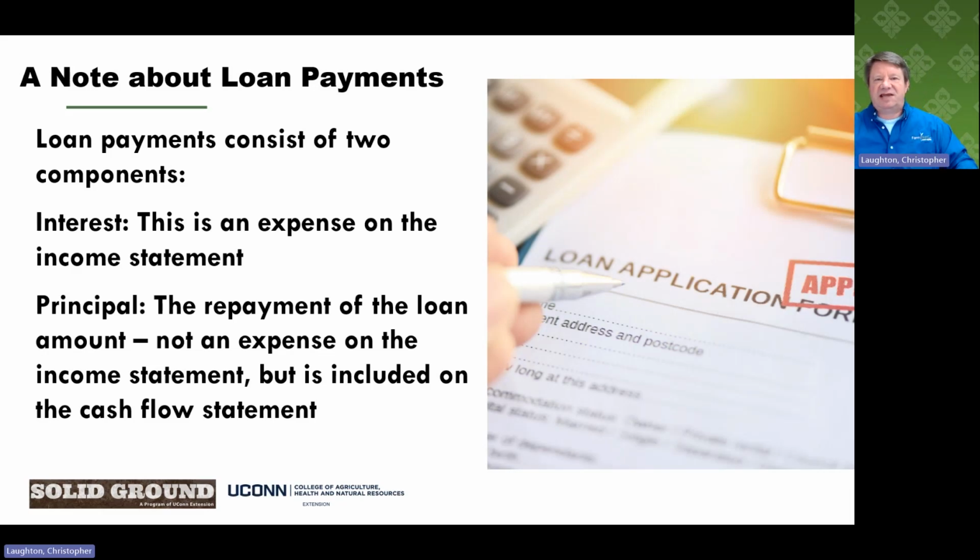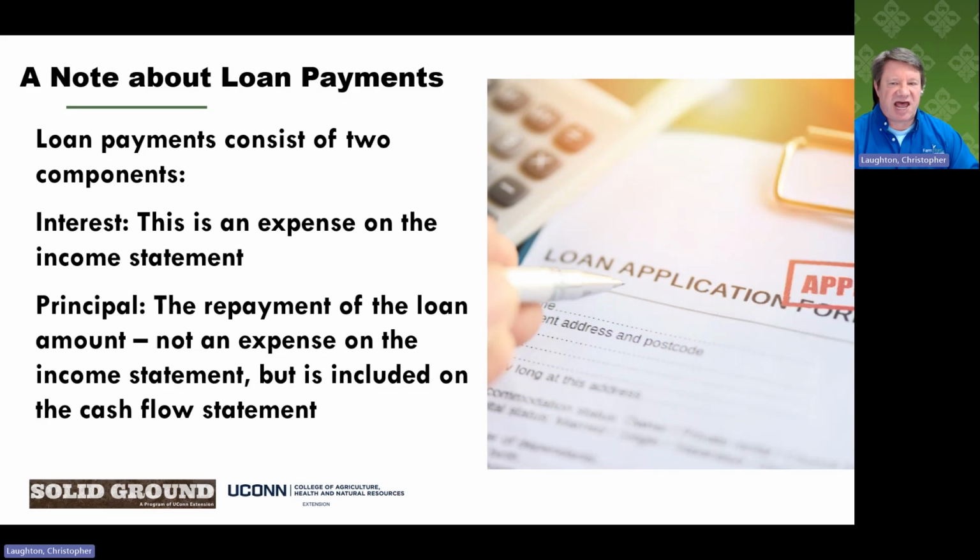So let's take a loan payment example. Let's say you have a mortgage on your farm and you pay $1,500 a month for that mortgage. You may find that, particularly in the early years of your mortgage, you're paying more in interest than you are in principal. So $1,000 of that $1,500 might be interest. That $1,000 would be an expense on your income statement for that month. The $500 that goes to principal would not be an expense on the income statement.